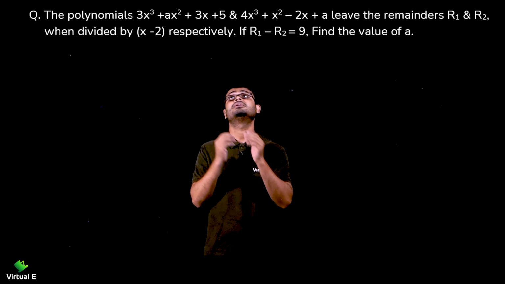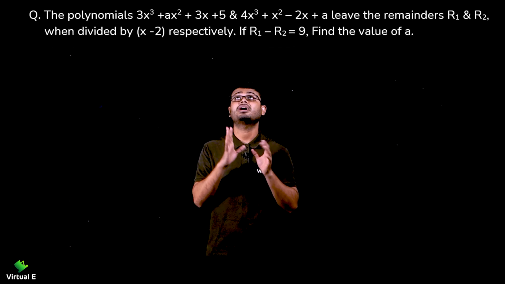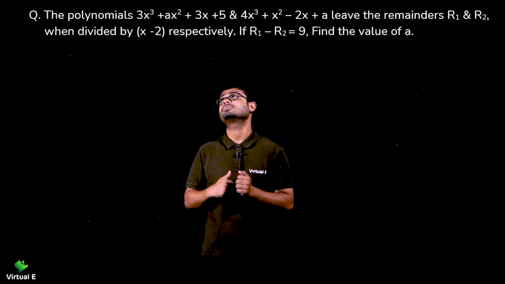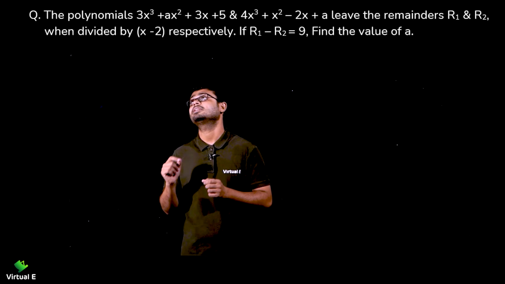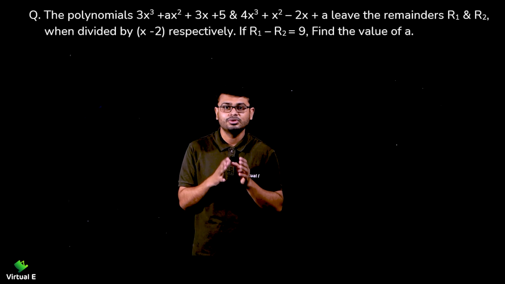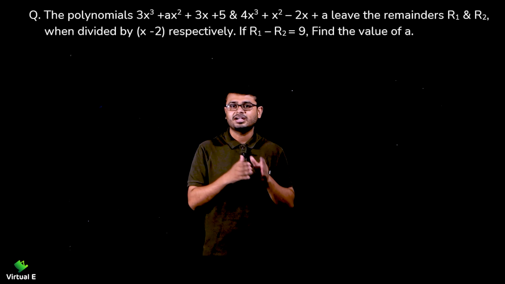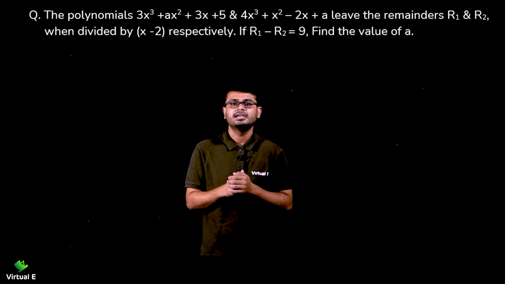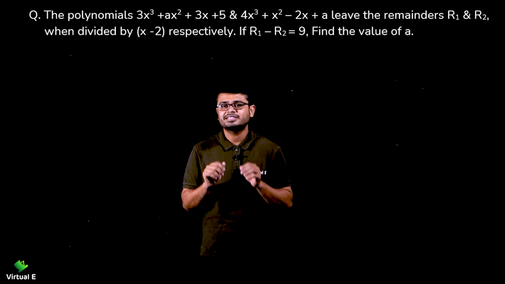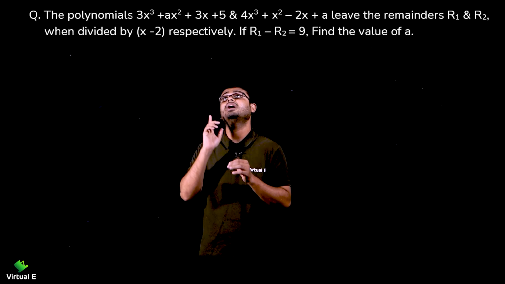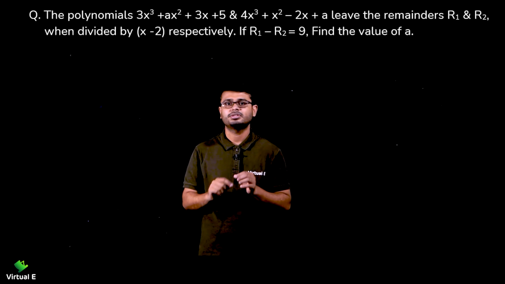Remainders are also given, r1 and r2. If r1 minus r2 is equal to 9, find the value of a. So there is one relation given between two remainders: r1 minus r2 is equal to 9. Previously we dealt with the case where the remainder was the same in both cases. Here it's not the same. Here it's given that r1 minus r2 is equal to 9.